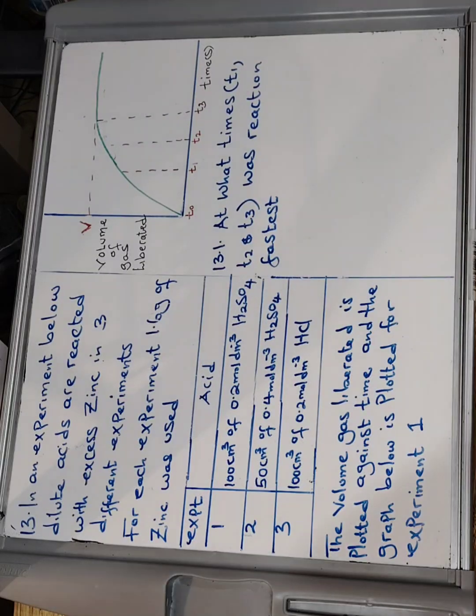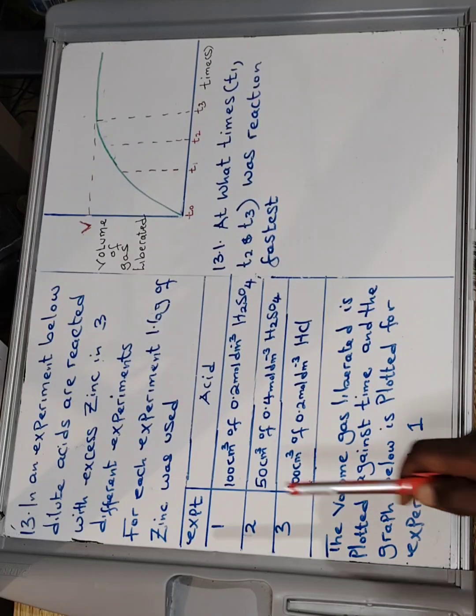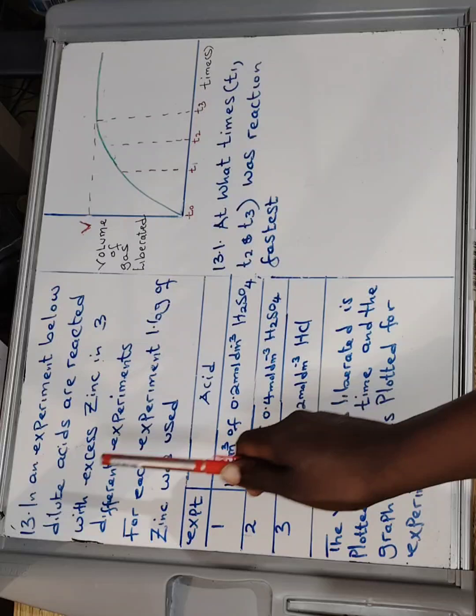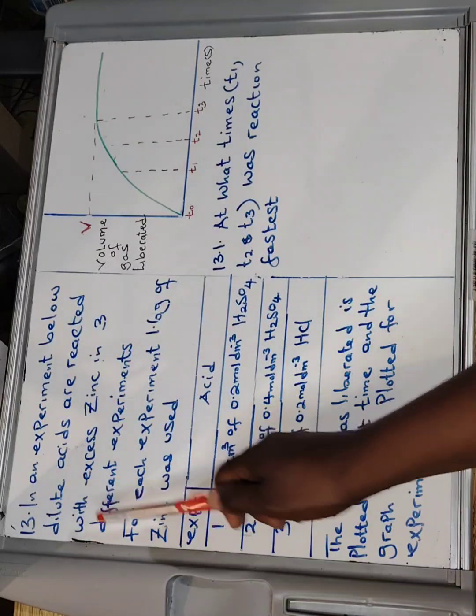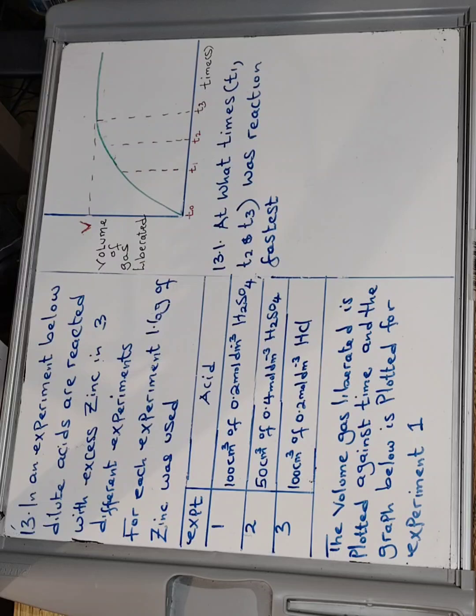Today we are looking at this question. It comes from the red. Okay, let's check what we have here. It says that in an experiment below, dilute acids are reacted with excess zinc in 3 different experiments. For each experiment, 1.6 grams of zinc was used. So these are the 3.